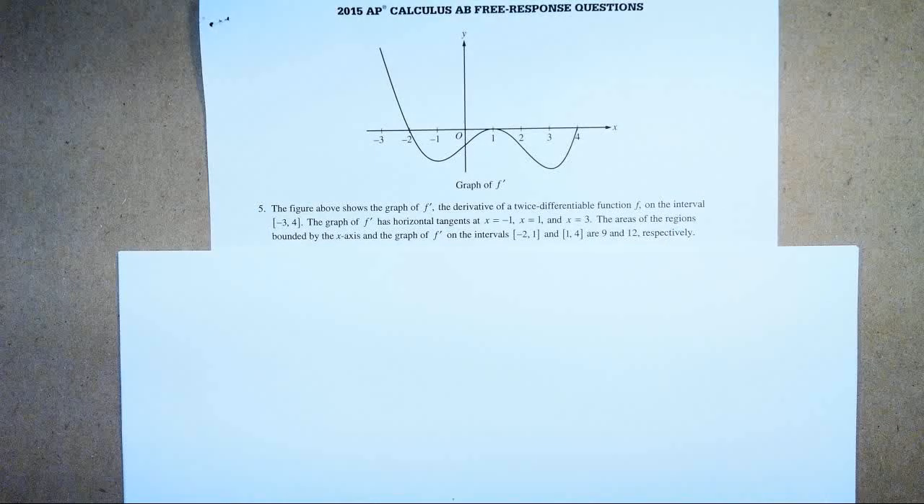Hi everyone. In this video we're going to be working on 2015 AP Calculus AB Free Response question number 5. Before we get started, I want to explain a couple things. Every time you see this question, you're going to see a graph. And chances are, it's going to be F prime. Sometimes you're going to have to work for it, but the graph that's given is F prime.